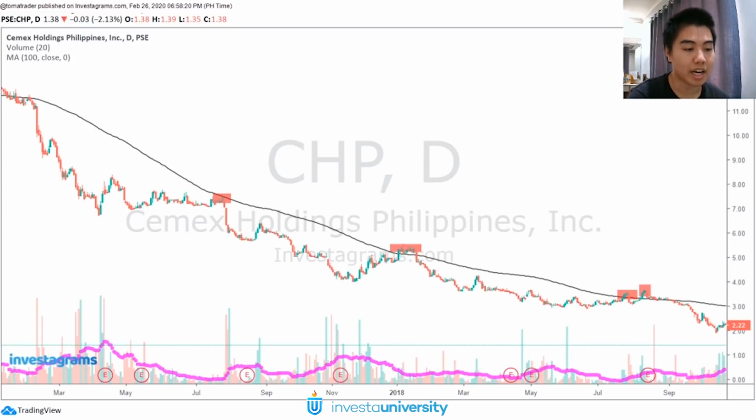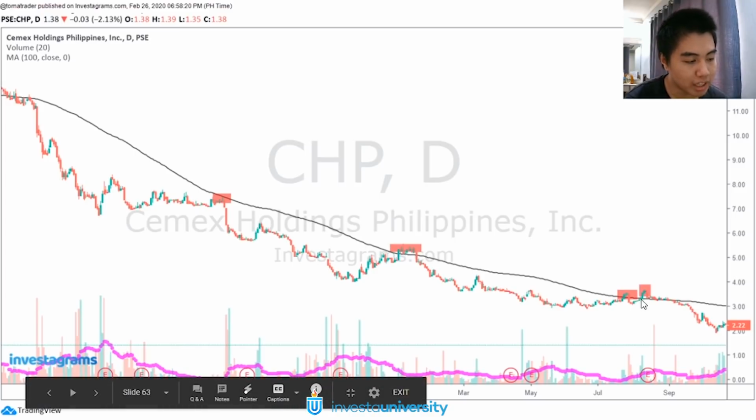So, mas significant siya. And as you can see here, CHP, whenever it tried to test MA100, nauuntog. May times na nag-overshoot siya, yes, sige. But overall, if hindi siya mag-follow through, wala lang yan. So, nag-overshoot pero bumalik sa loob. Nag-overshoot ulit pero bumalik sa loob.